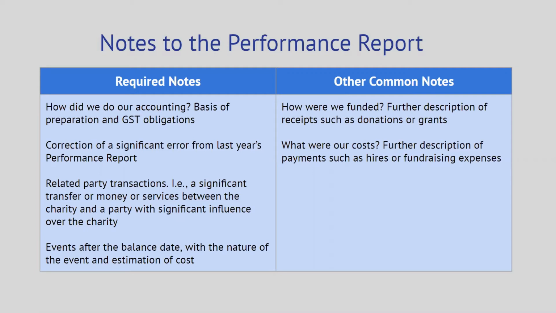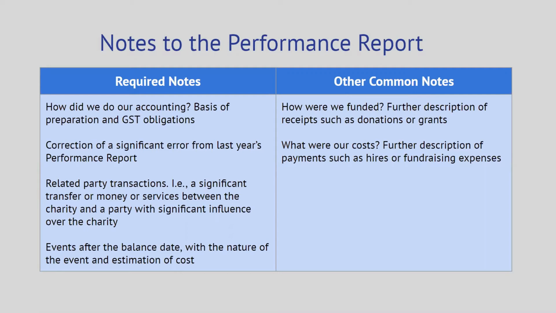Moving on to related party transactions. This is a transfer of money, goods or services between a charity and anyone closely associated with the charity or who can significantly influence the charity. For example, if the treasurer sold a vehicle to the charity for $10,000, these types of transactions are allowed, but they do have to be disclosed accordingly.